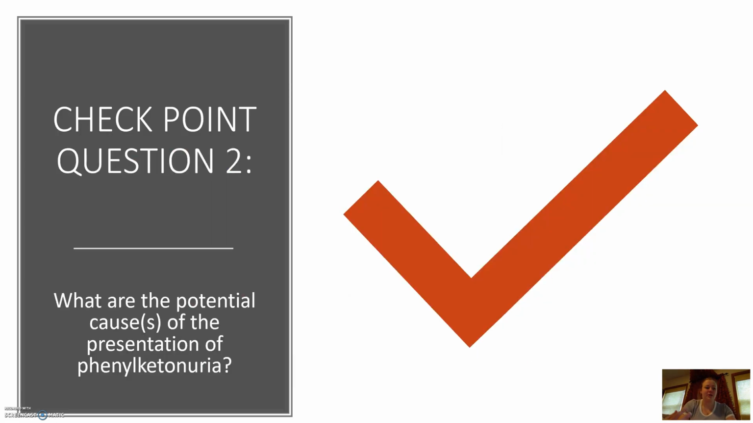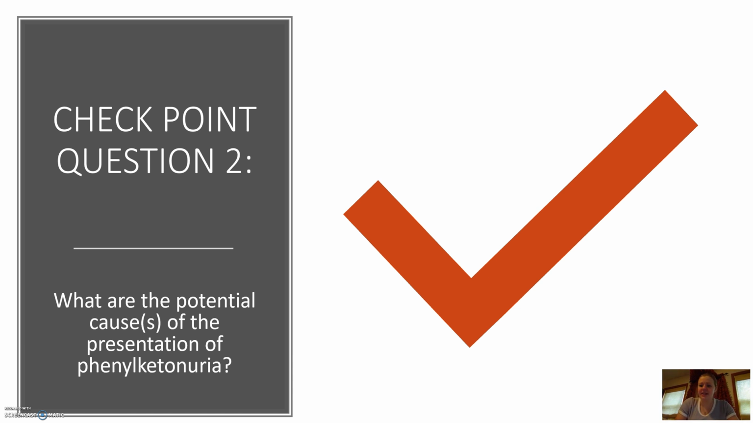Continuing through this case, our next checkpoint question was, what are the potential causes of the presentation of phenylketonuria? And as previously discussed, there is the genetic or enzymatic cause due to the PAH gene mutation and phenylalanine hydroxylase deficiency, but there's also a cofactor contribution. Phenylalanine hydroxylase requires tetrahydrobiopterin, or BH4, as a cofactor, as it is oxidized in hydroxylation reactions. If there was a BH4 deficiency, this could mimic the deficiencies in phenylalanine metabolism. However, in our present case, as the infant responded well to our phenylalanine dietary restrictions, it is more likely due to the enzymatic deficiency than the cofactor deficiency.